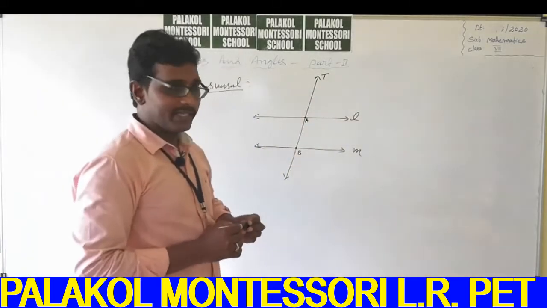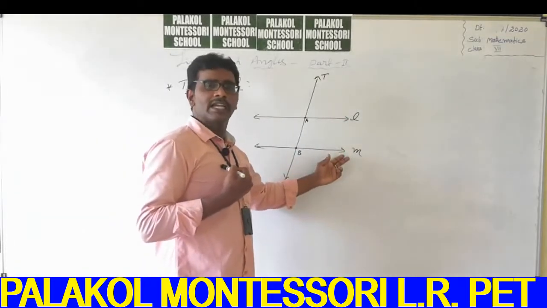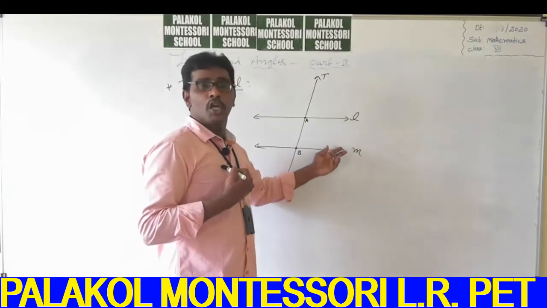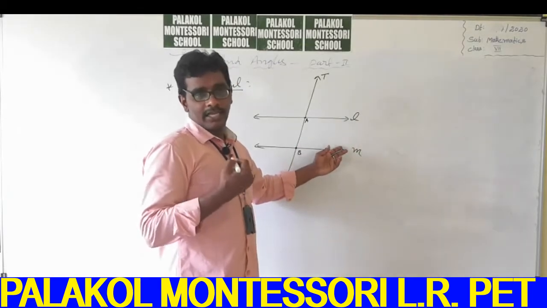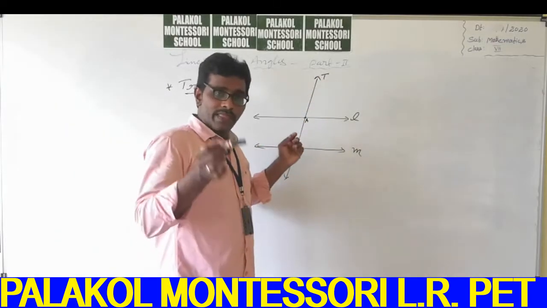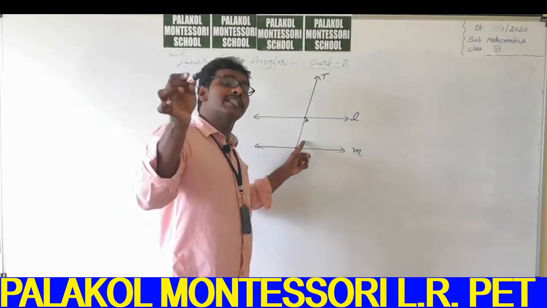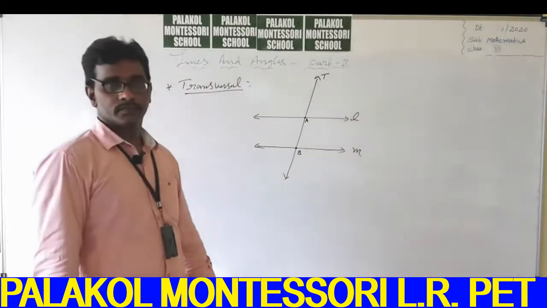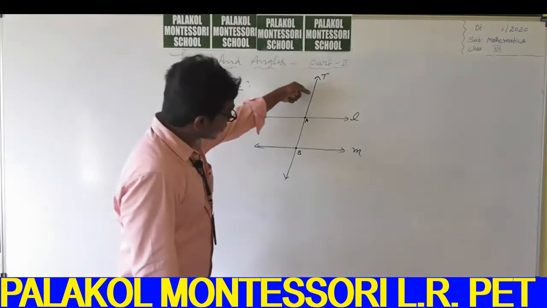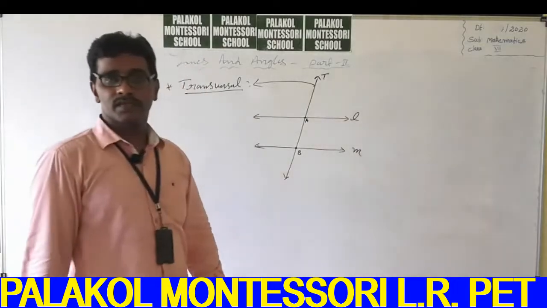Once again, I take two parallel lines as two distinct lines. Here I draw the two distinct lines, and I draw one more line. That line intersects the two distinct lines at two distinct points. That line is called a transversal line.